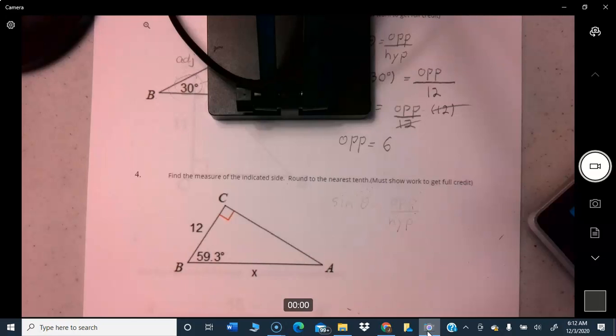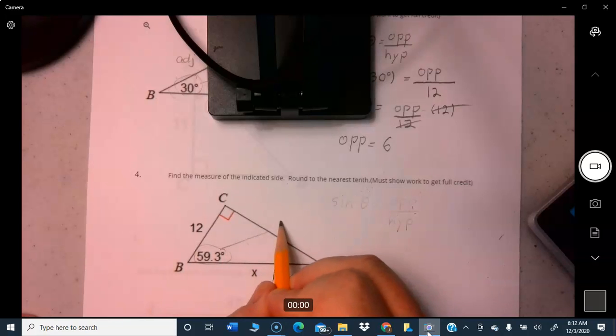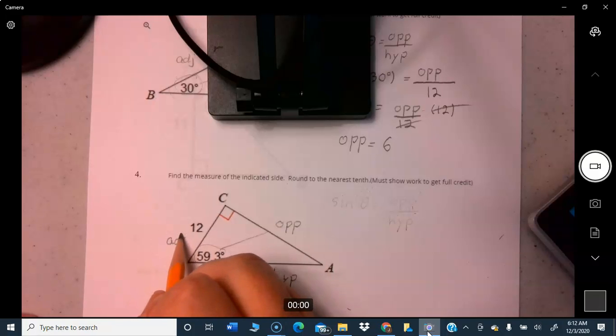Okay, very similar type of problem. First, identify the sides. The longest side is this one. That's the hypotenuse. Here's the angle we're referencing. So you go across the triangle to there. That's the opposite. And this over here is the adjacent.